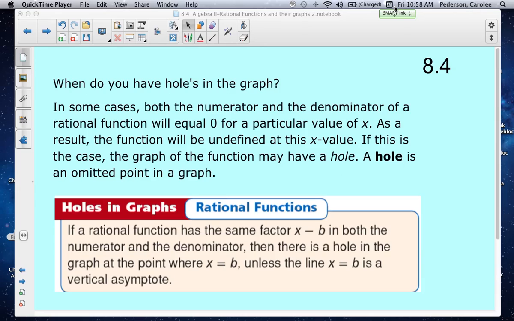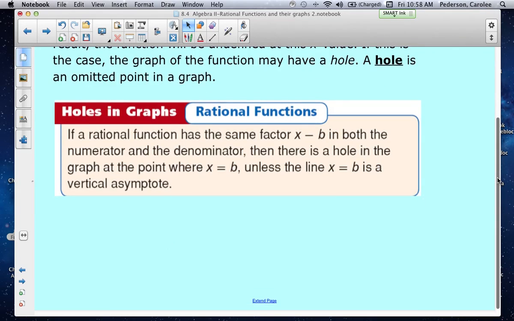This is 8.4, part 2. I'll explain what I want you to write down on this slide. Sometimes these rational functions have holes in the graph. They aren't continuous functions. They start and then they stop. So I want you to highlight this piece down here.